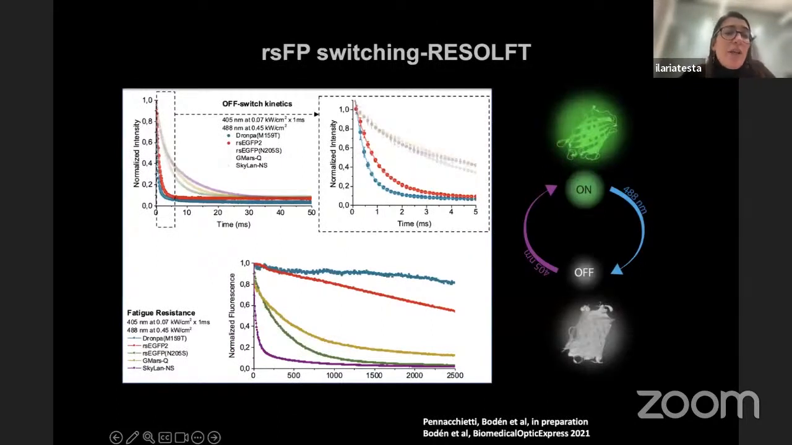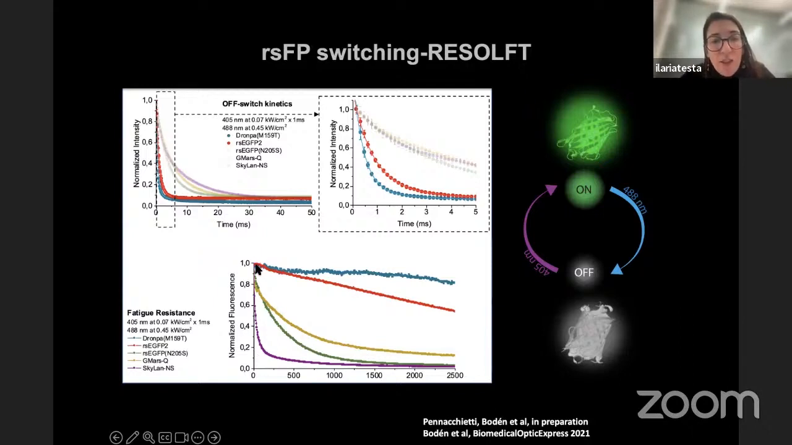So this is another way to see these kinetics in a bit more quantitative way. These are all switching proteins. Maybe you might have heard Skylan is also used for SOFI or SRRF, Dronpa, rsGFP. If you set up an experiment where you pulse blue light, they just switch off, and they can do that with different kinetics, so they make them faster or slower.